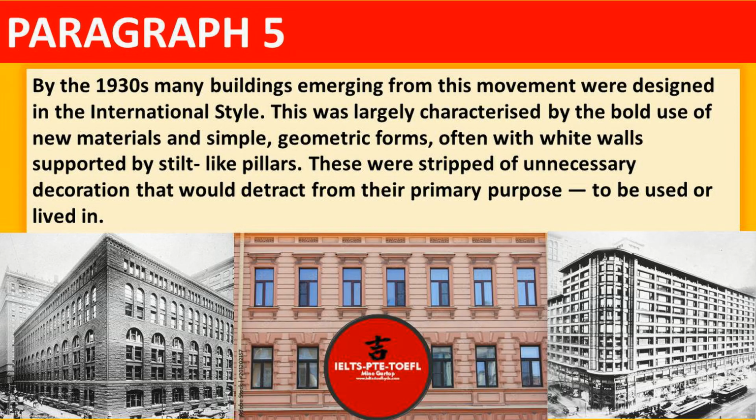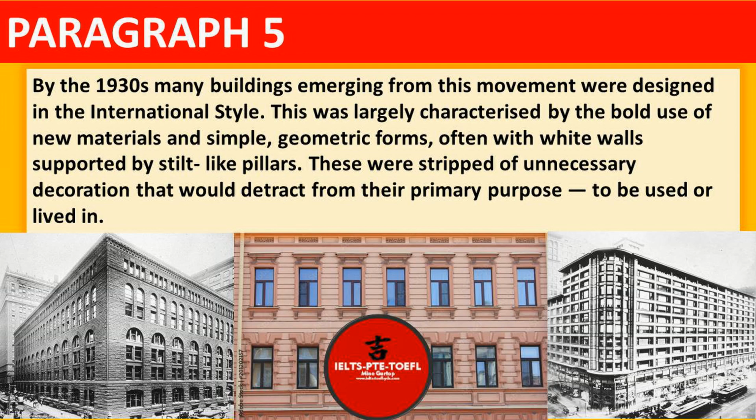By the 1930s, many buildings emerging from this movement were designed in the international style. This was largely characterized by the bold use of new materials and simple, geometric forms, often with white walls supported by stilt-like pillars. These were stripped of unnecessary decoration that would detract from their primary purpose, to be used or lived in.